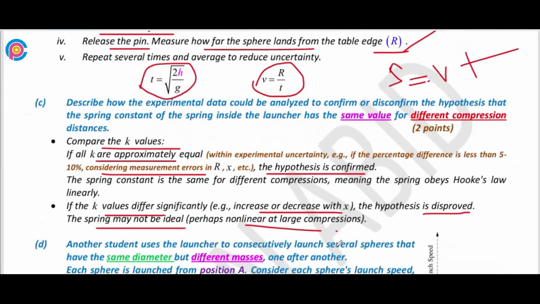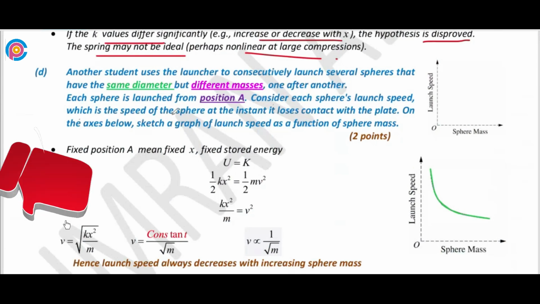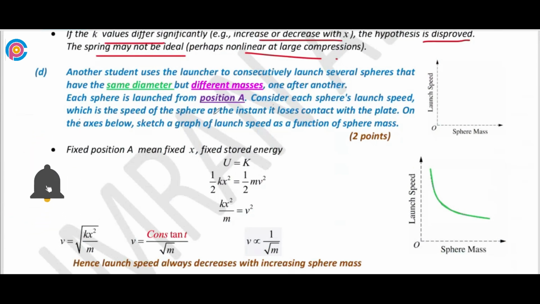Okay. Another student uses the launcher to successively launch several spheres of the same diameter but different masses, one after another. Each sphere is launched from position A. Consider each sphere's launch speed as the speed of the sphere at the instant it loses contact with the plate. On the axes below, sketch the graph of launch speed as a function of sphere mass. This is the axis provided: launch speed versus mass.